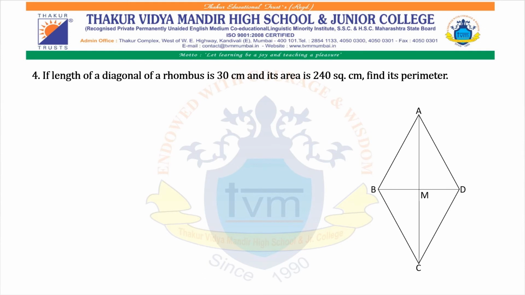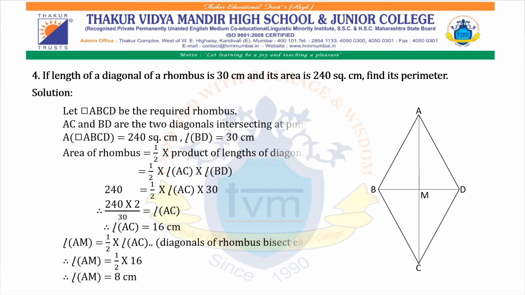Question 4. If the length of a diagonal of a rhombus is 30 centimeters and its area is 240 square centimeters, find its perimeter. Let's see the solution. Let quadrilateral ABCD be the required rhombus. AC and BD are the two diagonals intersecting at point M. Area of quadrilateral ABCD is equal to 240 square centimeters. Length BD is equal to 30 centimeters.